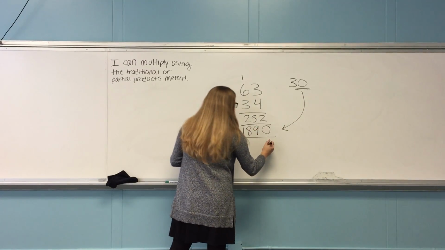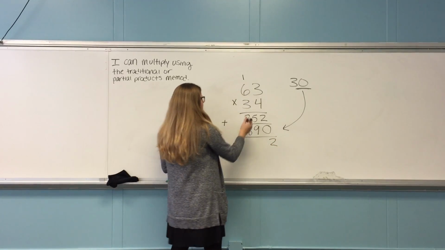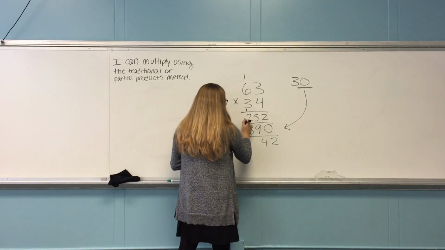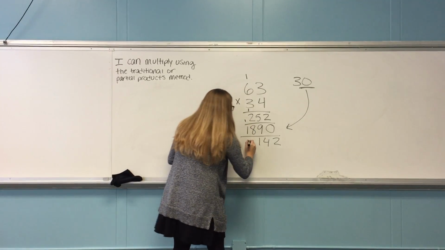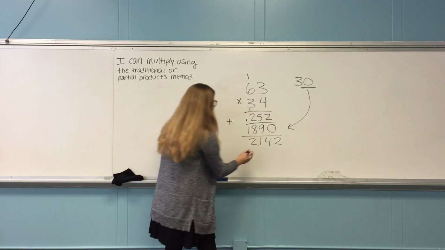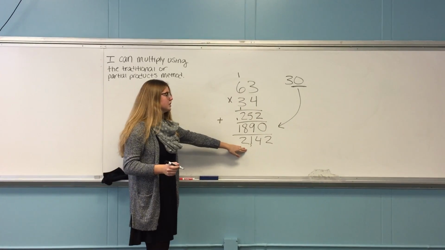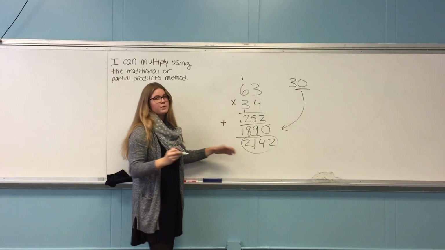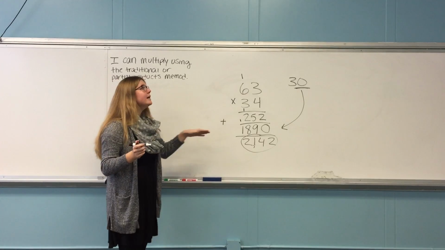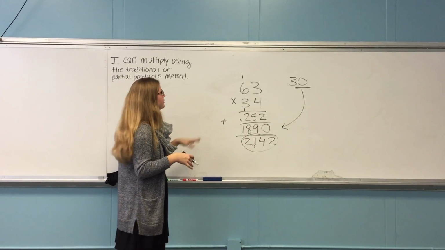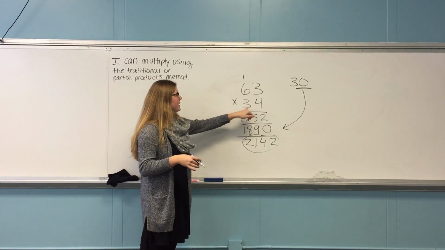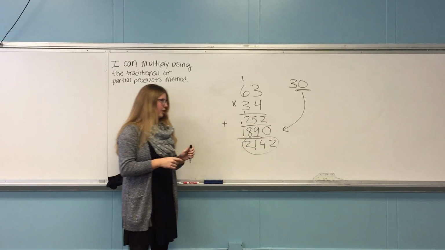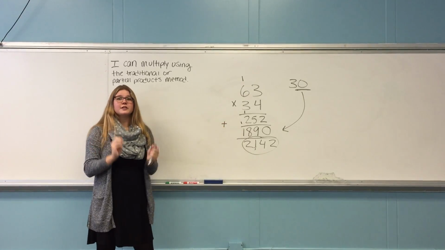2 plus 0 is 2. 5 plus 9 is 14, carry the 1. 2 plus 8 is 10, plus 1 is 11, so carry my 1. And then I get 2. 1 plus 1 is 2, bring my comma down. So my solution to the problem is 2,142. I always like to circle my solutions, but you don't have to. And again, you should be able to say this in a number sentence. So we would say 63 multiplied by 34 equals 2,142. That problem wraps up our traditional method.